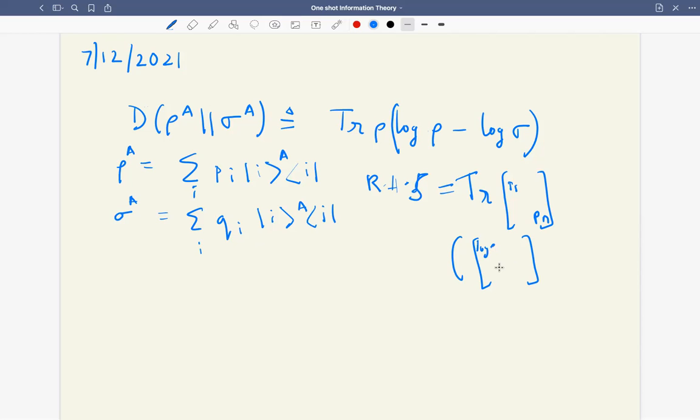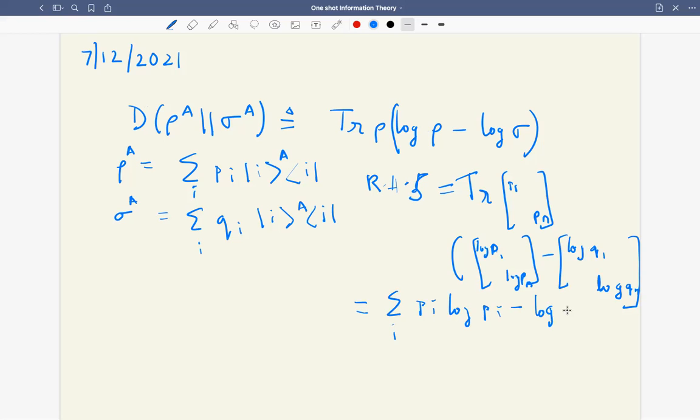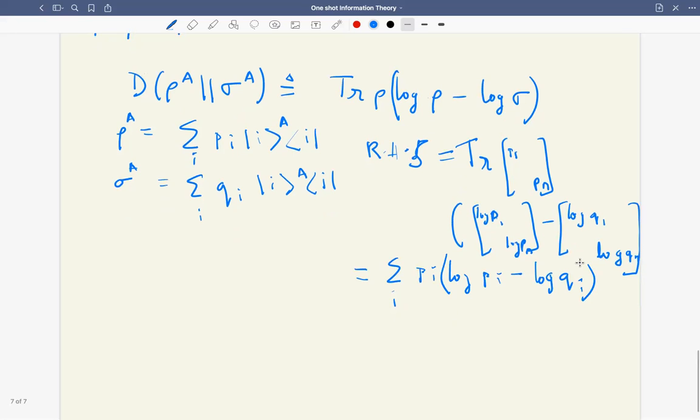So rho is diag(p_1 to p_n) and log rho is diag(log p_1 to log p_n). All these are diagonal matrices, so this easily evaluates to the expression we saw earlier in the classical half of the course: summation p_i log p_i minus log q_i. I can further compress and write log of p_i over q_i. I hope this is clear, that this is indeed a generalization of the classical definition.